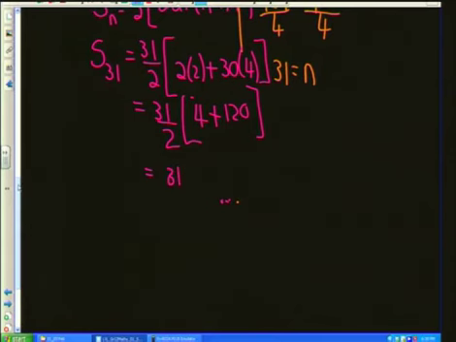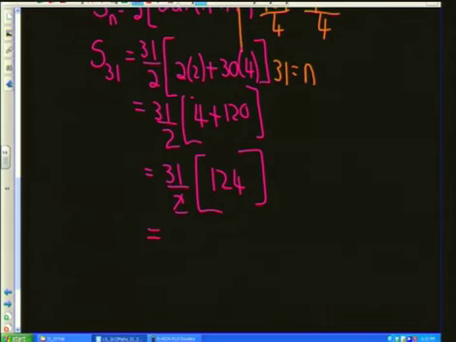Now notice what I'm doing. I'm deliberately not multiplying it in. I'm leaving it like it is. I'm going 31 over 2, and I'm going to work out my bracket first of all. So 4 plus 120 is 124. Now why did I do that? Because it makes my arithmetic a little bit easier. I've got 31 over 2 times 124 over 1. That goes once, and into there it will go 62 times.